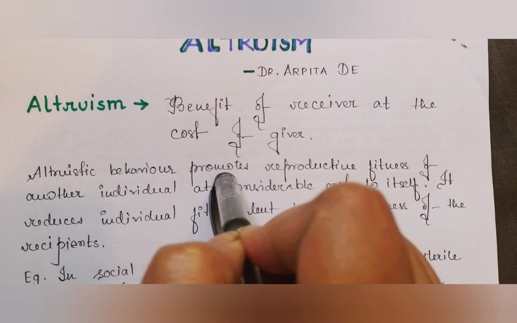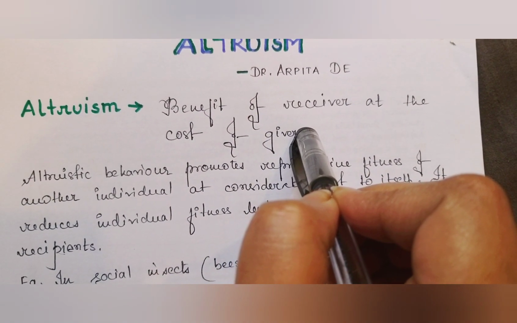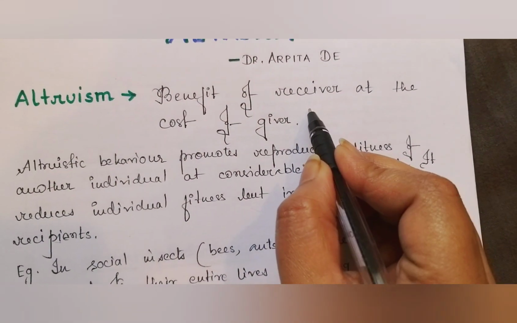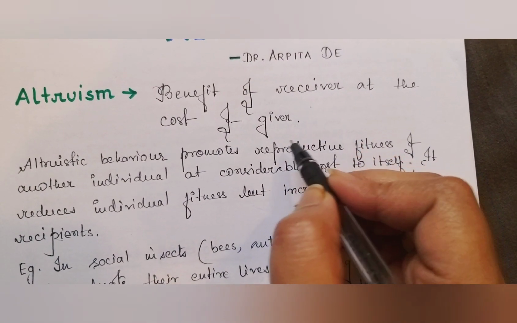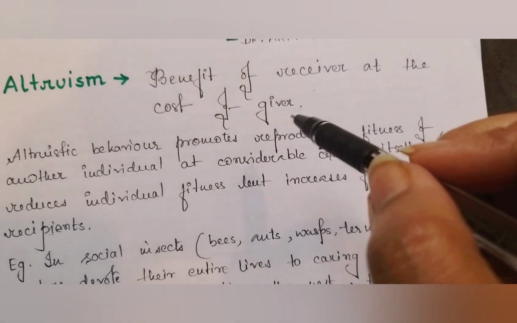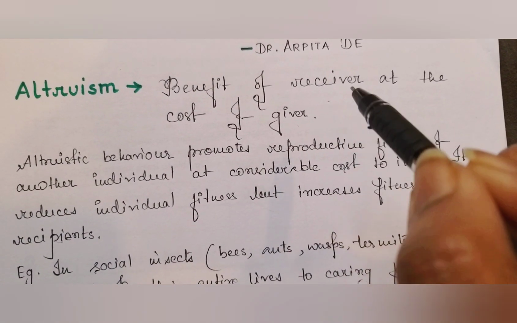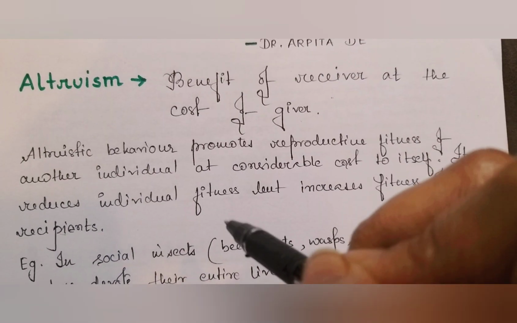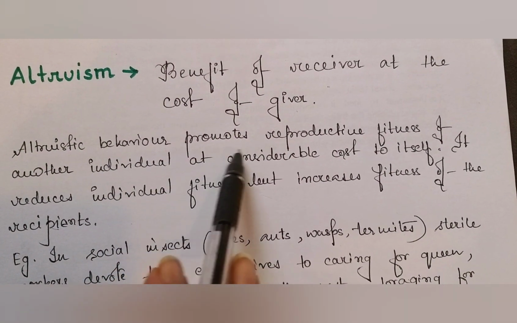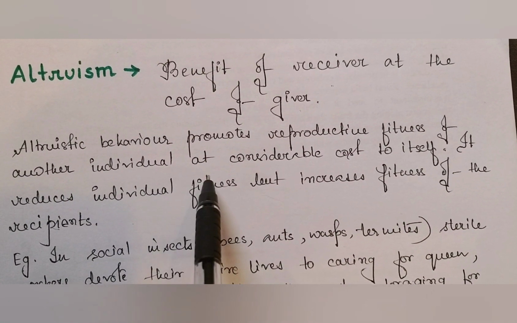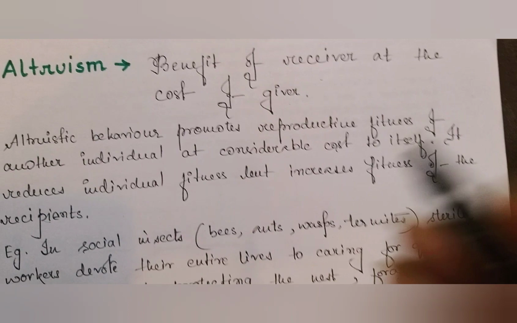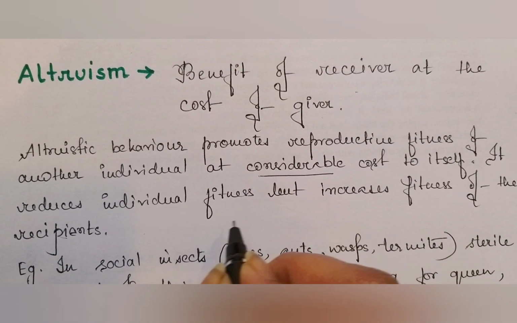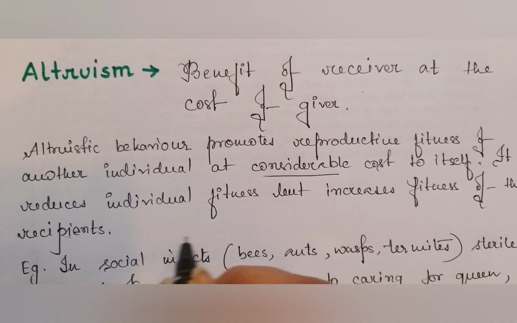So altruism refers to benefit of receiver at the cost of the giver. A person or a recipient is receiving some amount of benefit at the cost of the giver. The giver is not actually receiving any benefit whatsoever. He is only giving benefit at the cost of himself. Right? So, altruistic behavior promotes reproductive fitness of another individual at considerable cost of itself. Remember, at considerable cost of itself. It reduces individual fitness but increases fitness of the recipient.